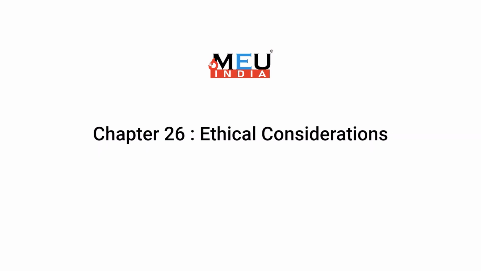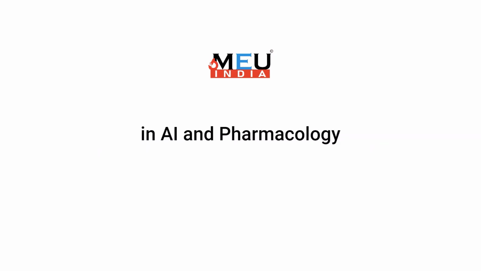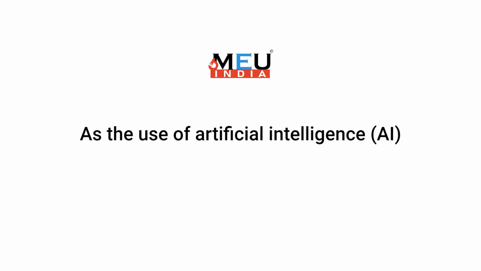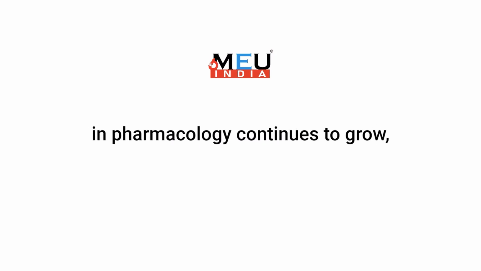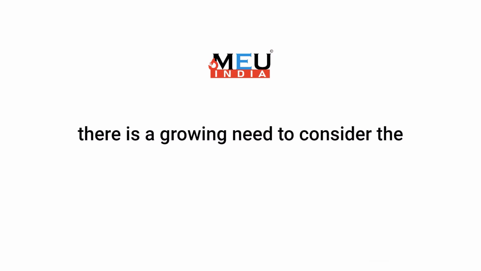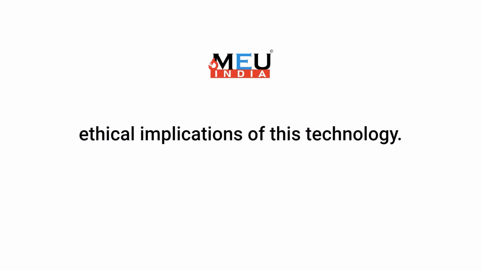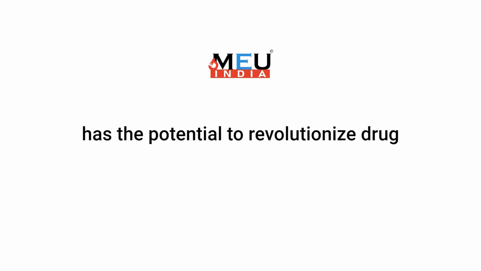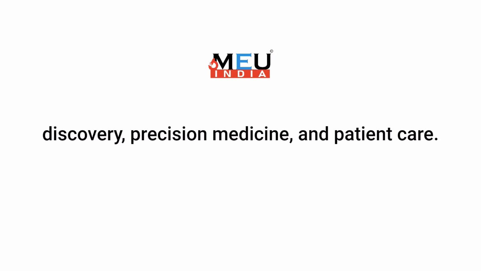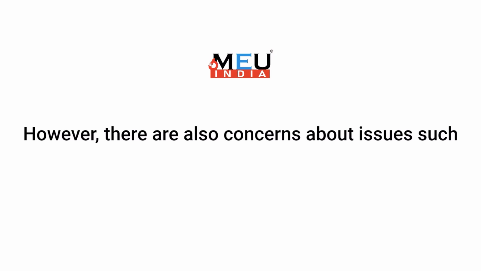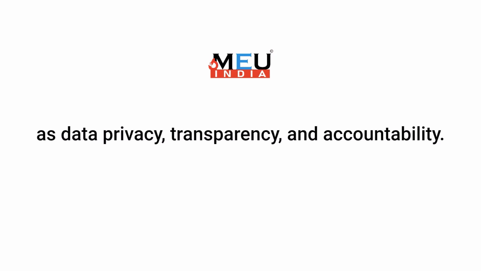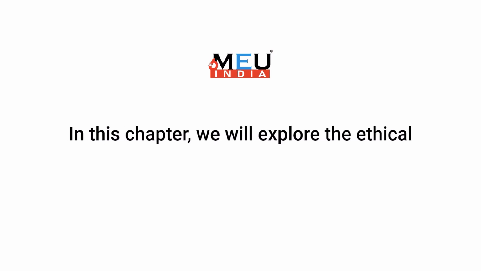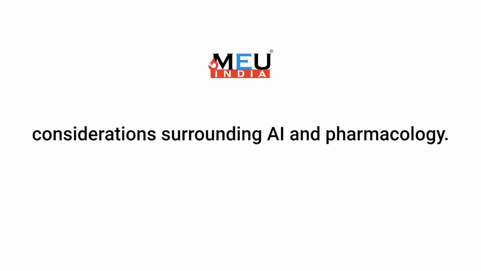Chapter 26, Ethical Considerations in AI and Pharmacology. Introduction. As the use of artificial intelligence in pharmacology continues to grow, there is a growing need to consider the ethical implications of this technology. The development of AI and machine learning has the potential to revolutionize drug discovery, precision medicine, and patient care. However, there are also concerns about issues such as data privacy, transparency, and accountability. In this chapter, we will explore the ethical considerations surrounding AI and pharmacology.